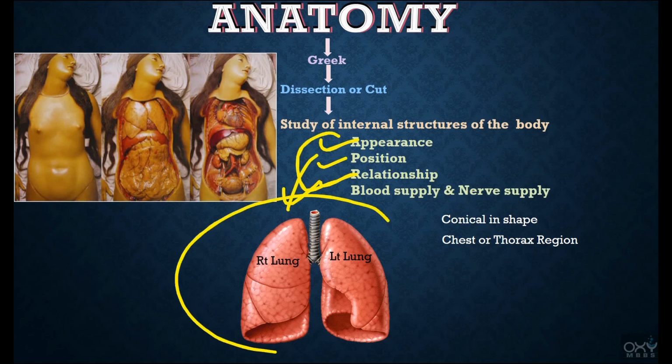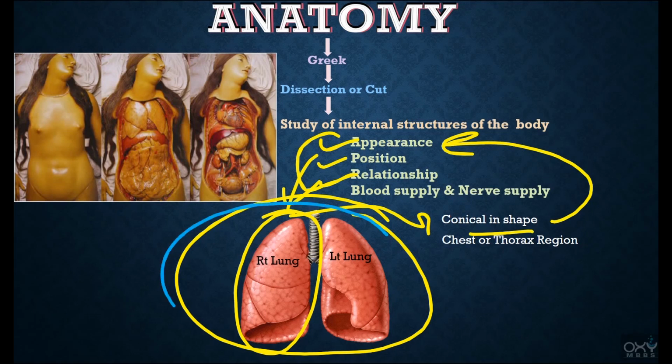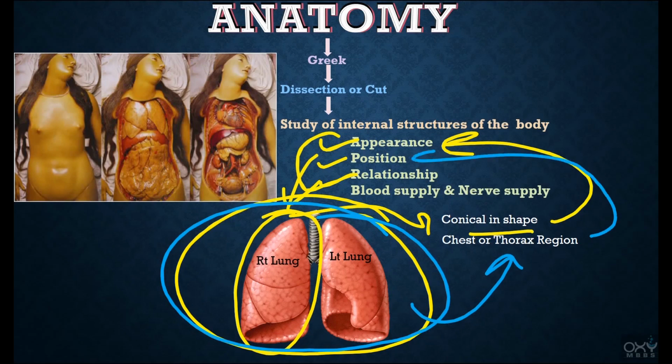These are our lungs, and if I ask a question to you, what is the shape of this lung? Then you will reply, it is conical in shape. And friends, this shape comes in the appearance. And if I ask you where these lungs are present in our body, then you will reply, these are present in the chest or thorax region. So friends, it comes under the position.